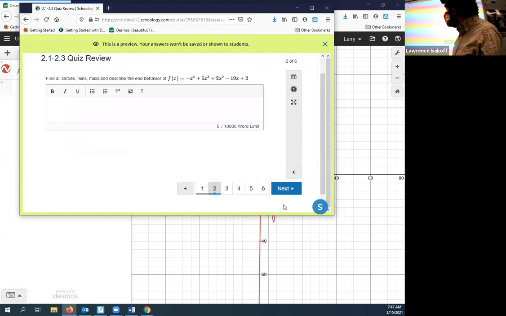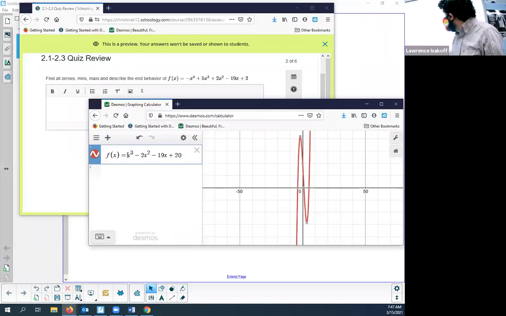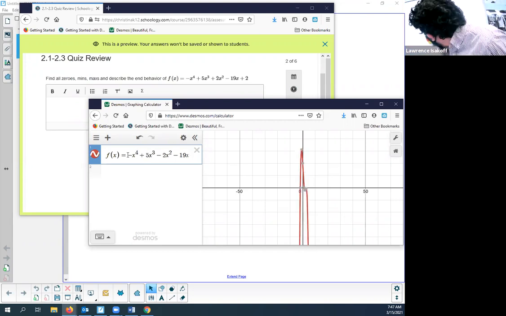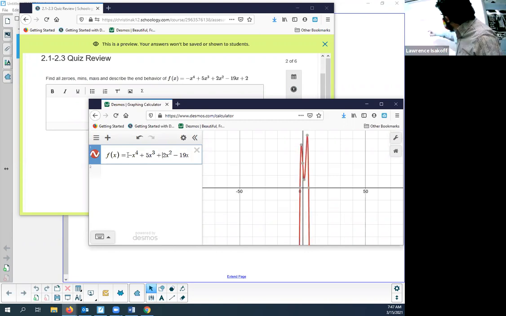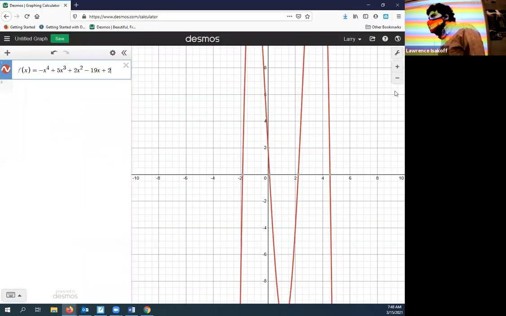So again, let's go ahead and quickly graph this. This is negative x to the 4, then plus 5x cubed, then plus 2x squared, minus 19x. Hey, that repeated. And then plus 2 instead. Okay, I hit home to zoom back in to something a little more normal.